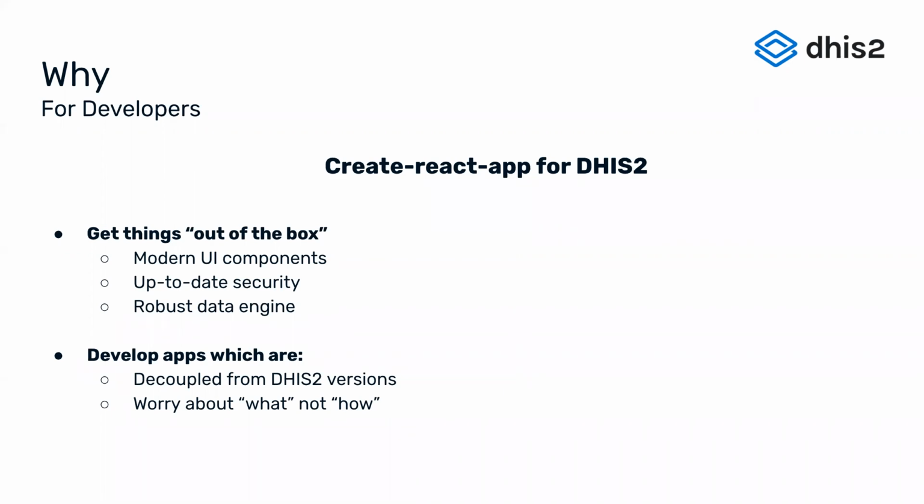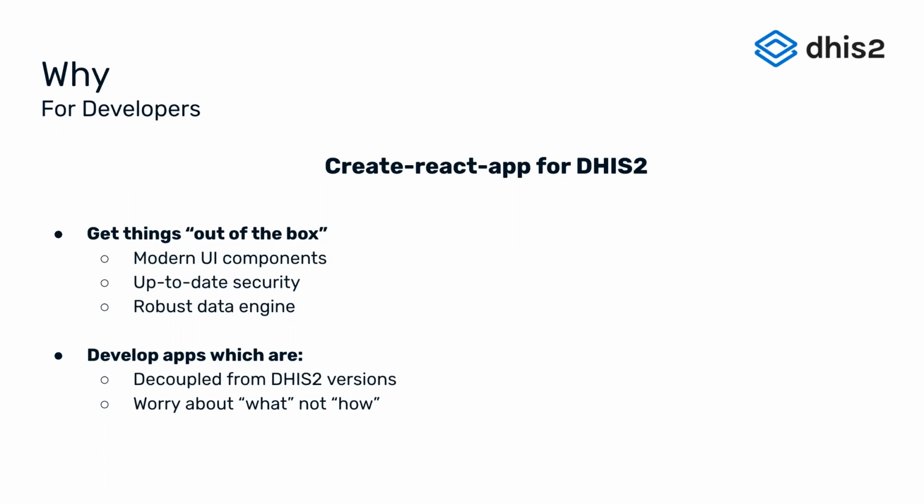So you get a number of things out of the box with the Create React App for DHIS2, which is how we think of our application platform. You get modern UI components, which is actually something that Create React App does not provide, but we have provided a large and growing set of very high quality and well-designed UI components to be used in your application. You get things like up-to-date security and a robust data engine to be able to fetch data, cache data, things like that in your application without needing to worry about the inner workings of the HTTP requests and the caching headers and things that are going on behind the scenes.